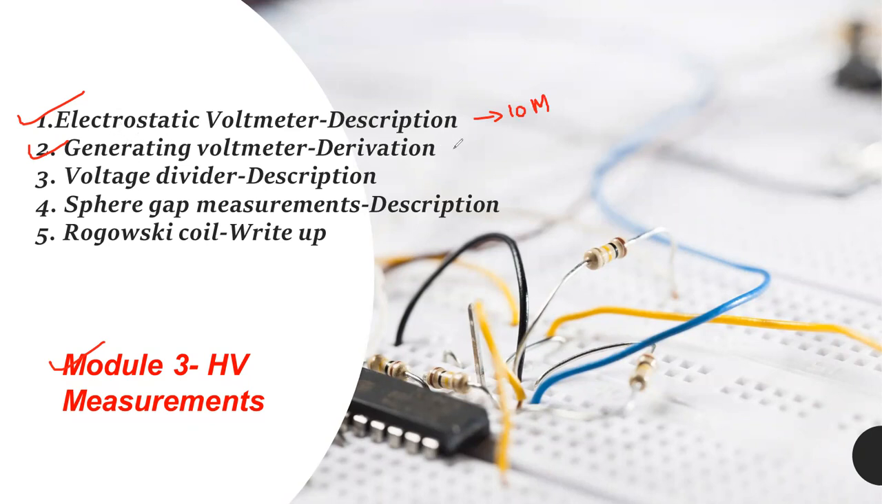Then generating voltmeter is also another important device. So here you may get the derivation. How do you measure the RMS value of current? Okay. Then you will be getting the theory part, the problem also will be getting numericals, then derivation.